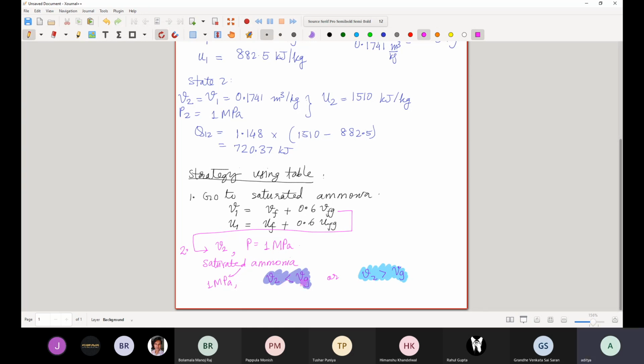If V2 is less than Vg, inside the dome, it would mean you still have to look into the saturated ammonia table, right? That is correct. If this is true, you would then look up which table? Superheated vapor. You would then look up superheated ammonia. That is precisely correct. So let us do that.